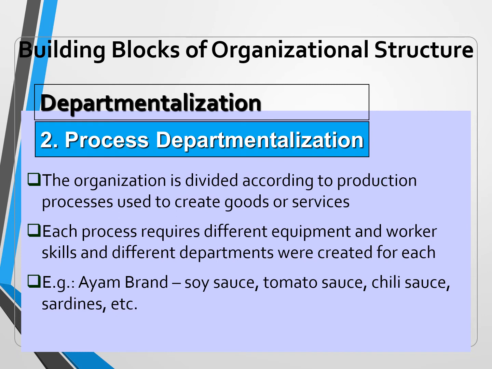The second form of departmentalization is departmentalization by process. It is where the organization is divided according to the production processes used to create goods or services. It allows homogeneous activities, or activities of the same kind, to be categorized, in which each process requires different skills of the employees and different equipment to be used.